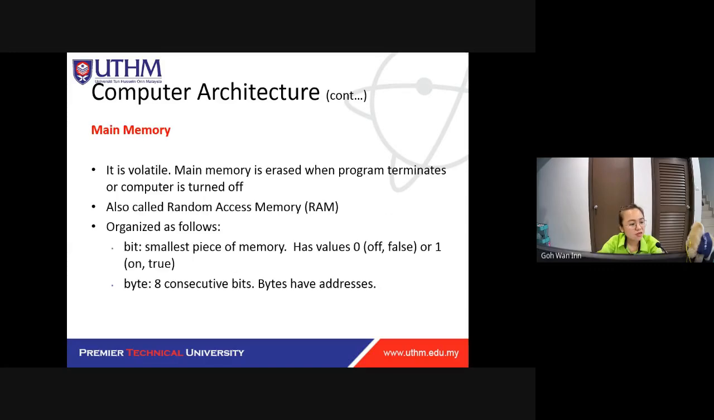Memory is volatile, and main memory is erased when the computer terminates or is turned off. It is also called random access memory. The RAM is organized as follows.